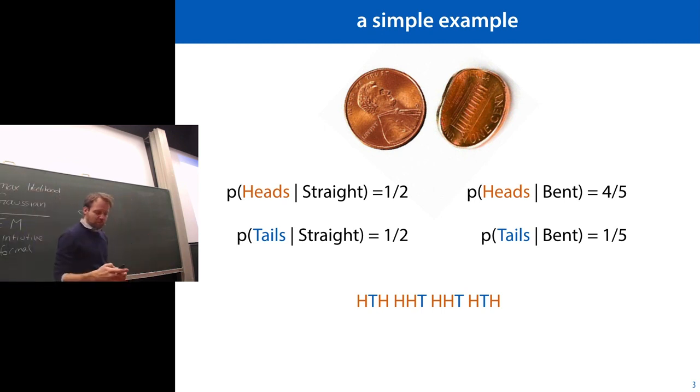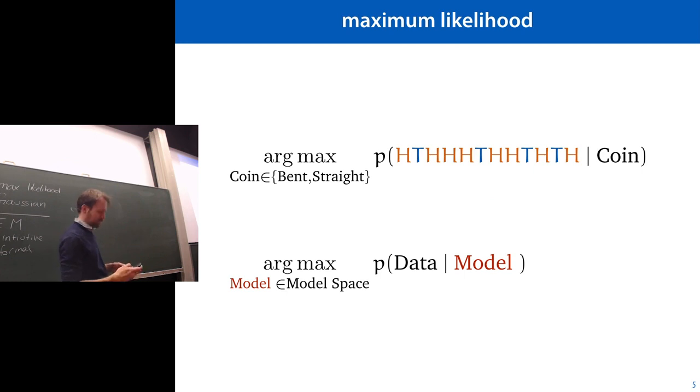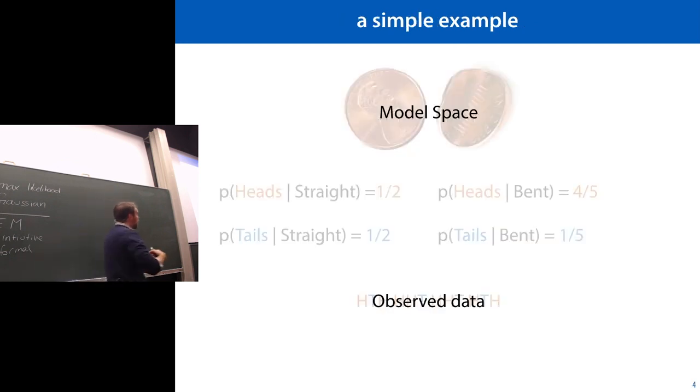So this is kind of an analogy of model selection, the kind of model selection that we do in machine learning. So the coins are our model space. We have just two models. And the coin flips are our observed data. And we have to fit a model to this observed data.